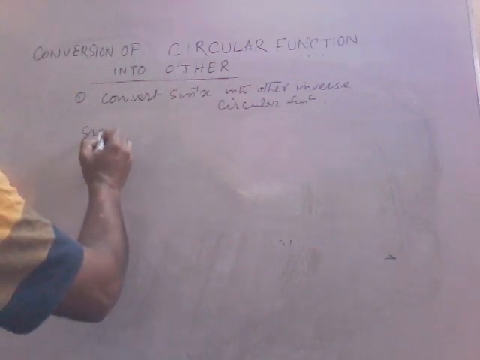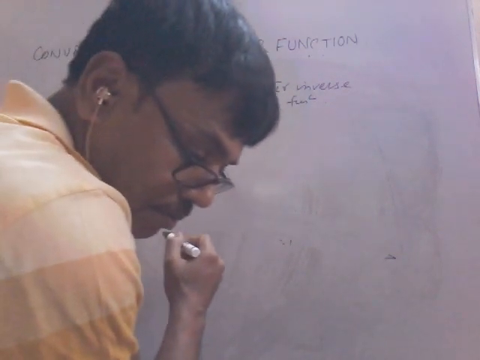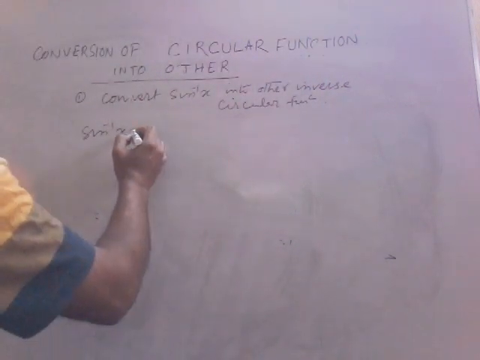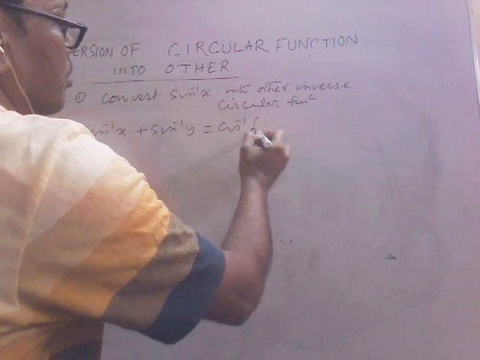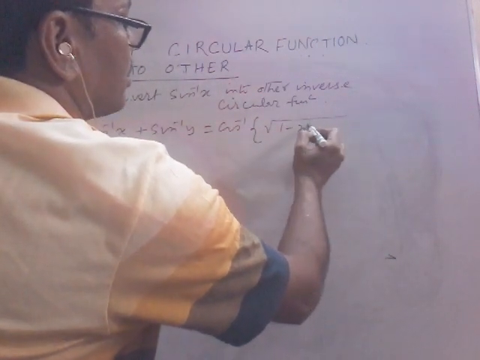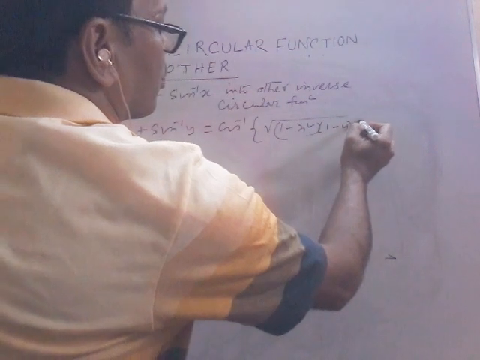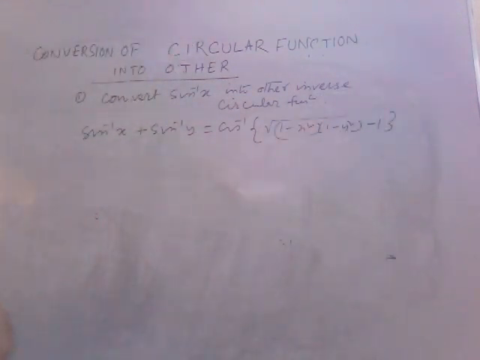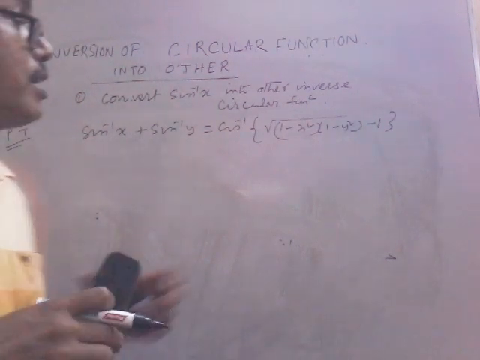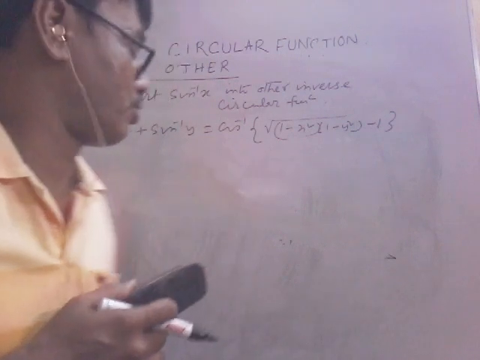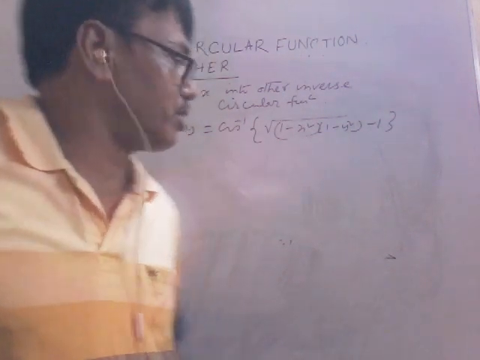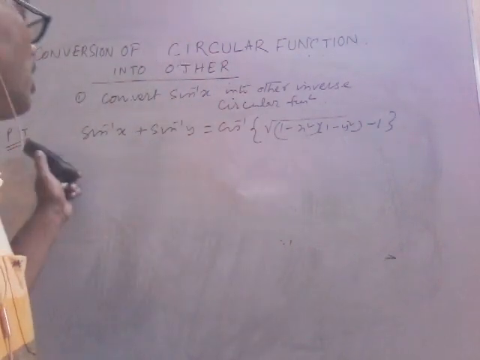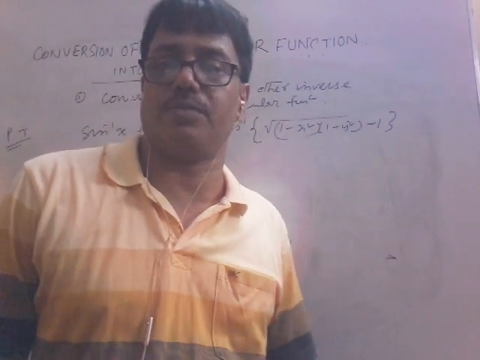Sin inverse x plus sin inverse y equals cos inverse of (√(1 − x²) √(1 − y²) − xy)... So look, the final result is in terms of cos. So if you write sin inverse in terms of cos, then use cos inverse x plus cos inverse y.